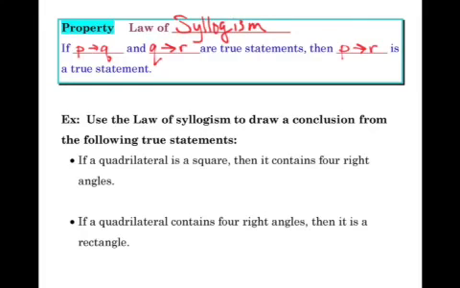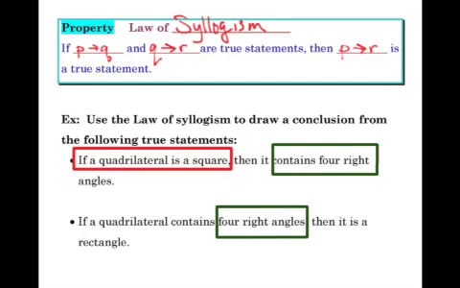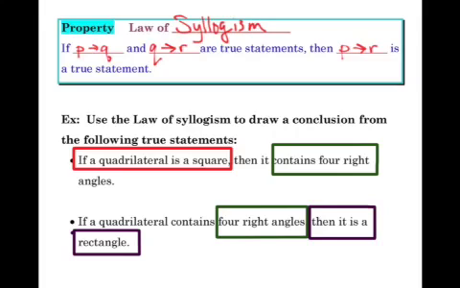So we're going to use the law of syllogism to draw a conclusion from the following true statements. If a quadrilateral is a square, then it contains 4 right angles. If a quadrilateral contains 4 right angles, then it is a rectangle. So if we look at our first part, there's a hypothesis, and then we see the 4 right angles is in both of these. That's what's going to connect them. That's in our property above. That's the Q piece that's going to connect the 2 statements. So 4 right angles, and our last piece is then it's a rectangle.